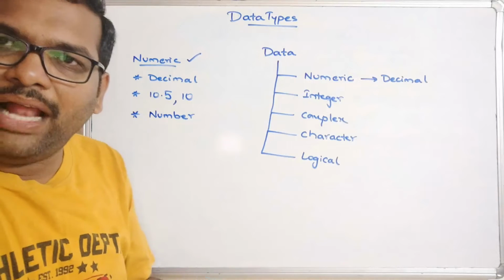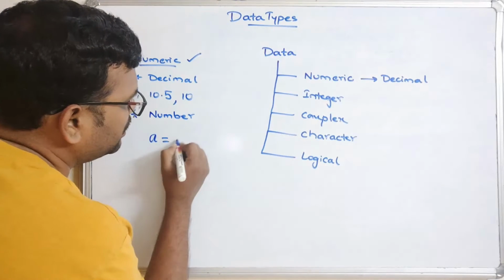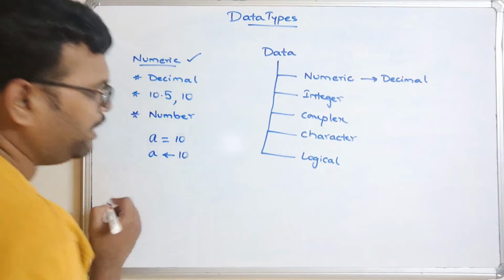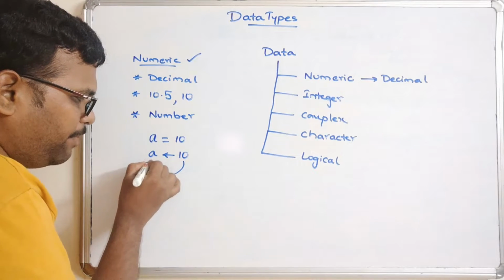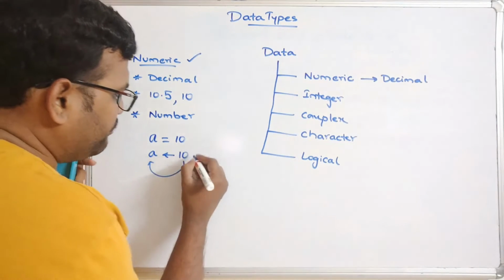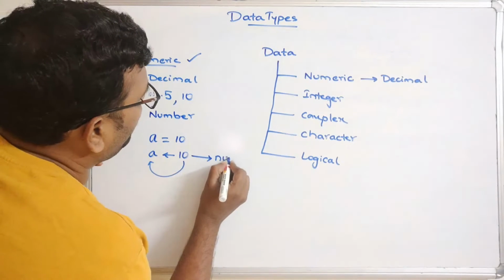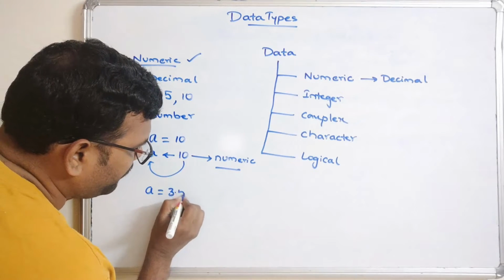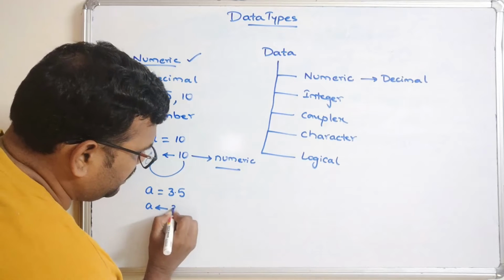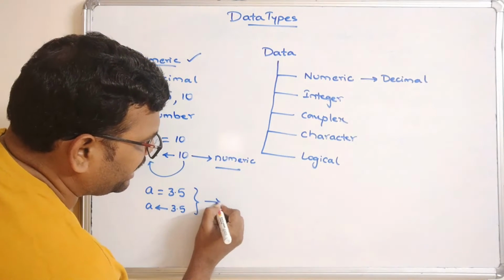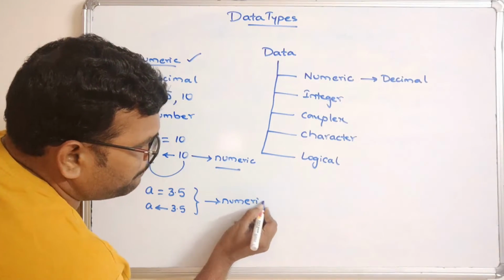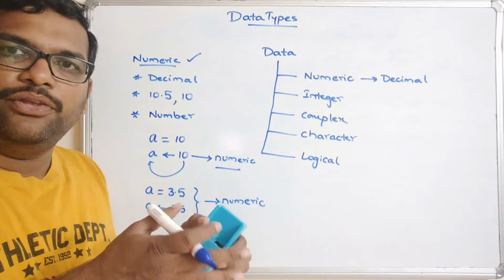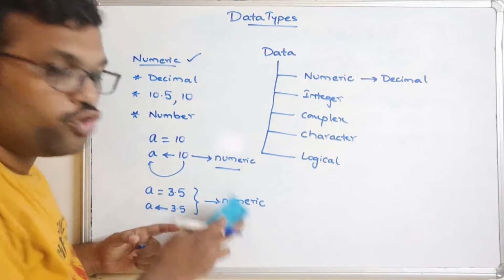So we know that assigning a value to a variable is a equal to 10, or a leftward arrow 10, right? That means 10 is stored under the name a. So here the data type of a is numeric. For example, a is equal to 3.5, here also the data type is numeric. So by default, if you assign any number value to a variable, that will be considered as a numeric data type.